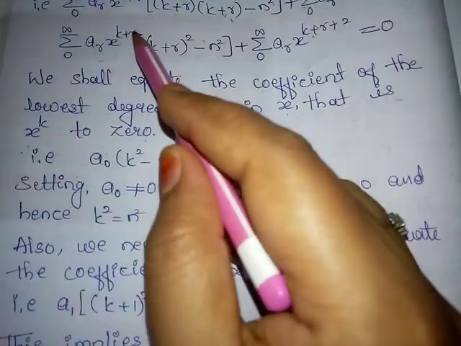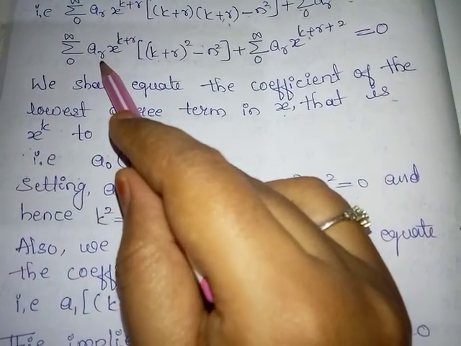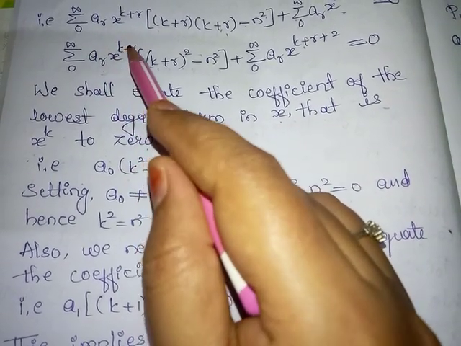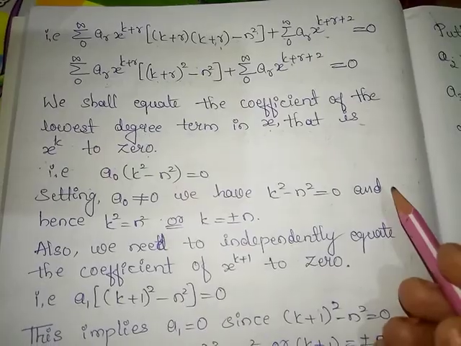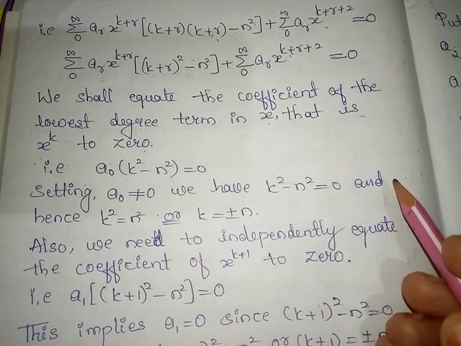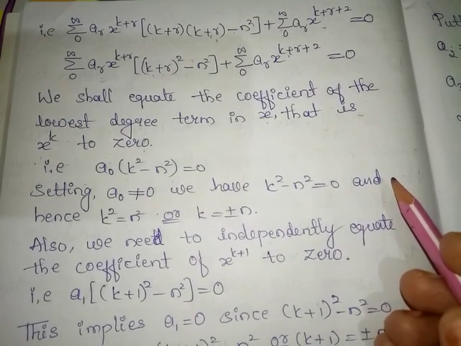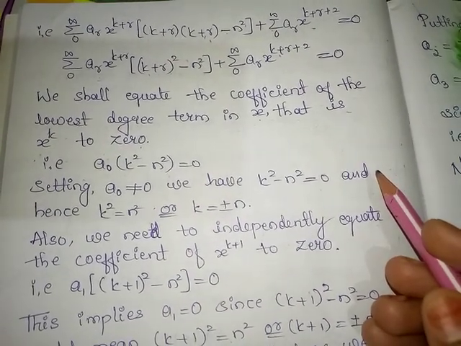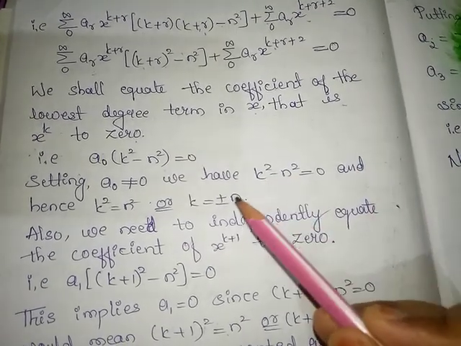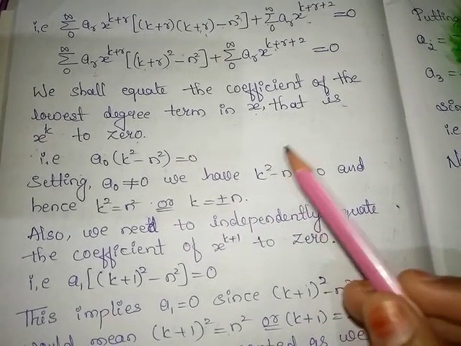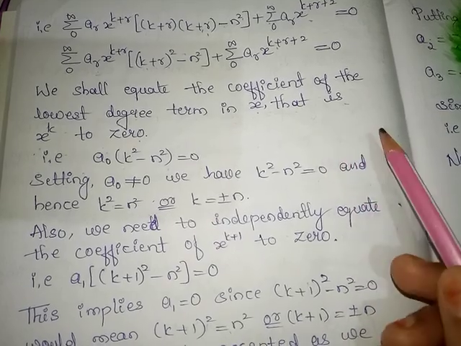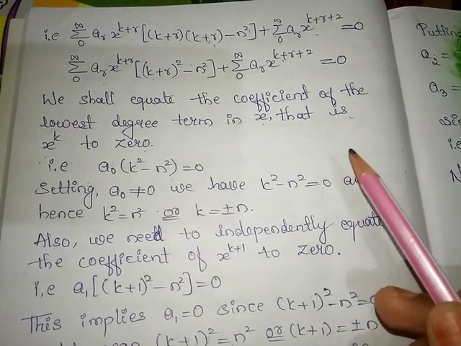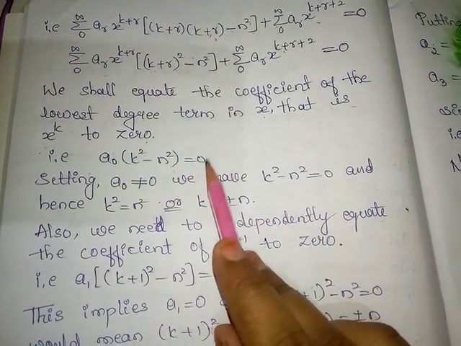What we have to do, substitute the value of r as 0. We are solving 3 examples on the basis of Bessel's series solution of differential equation. In those examples also we are equating the lowest degree power of x to 0. There also we are taking the coefficients and equating to 0.